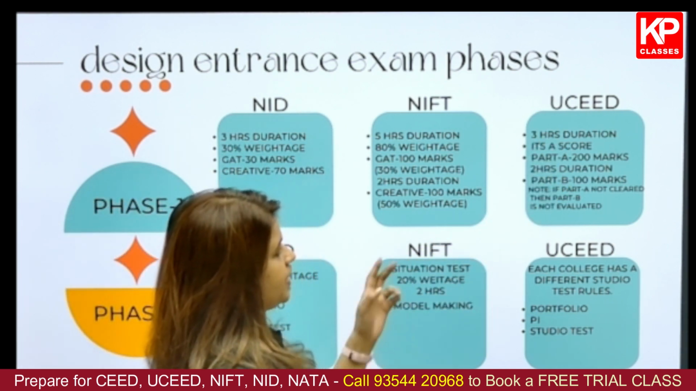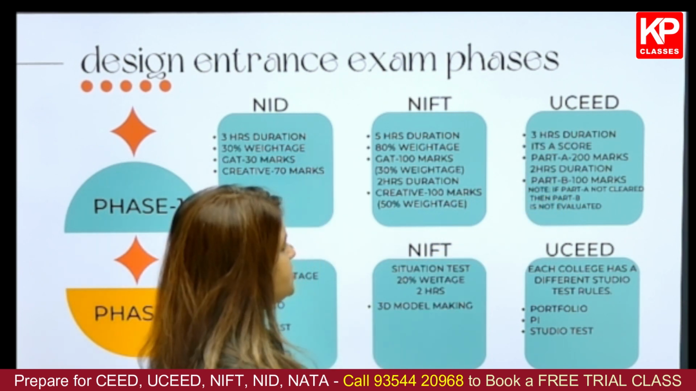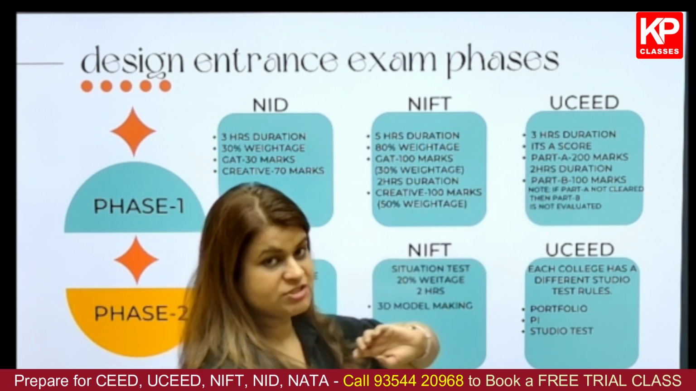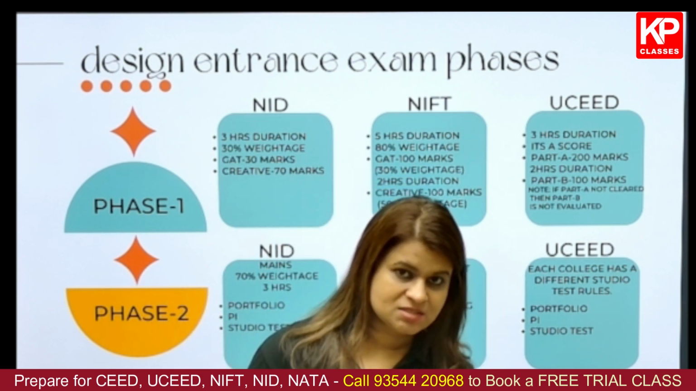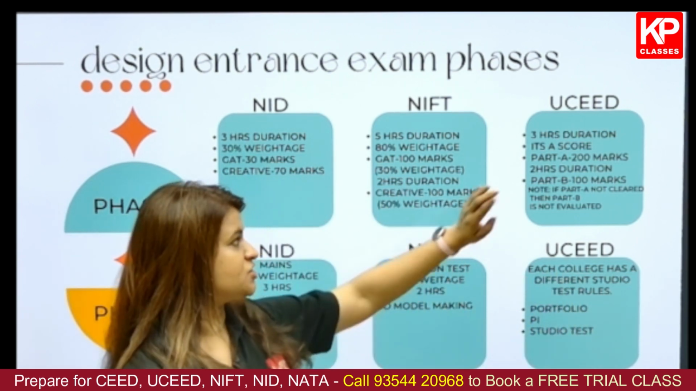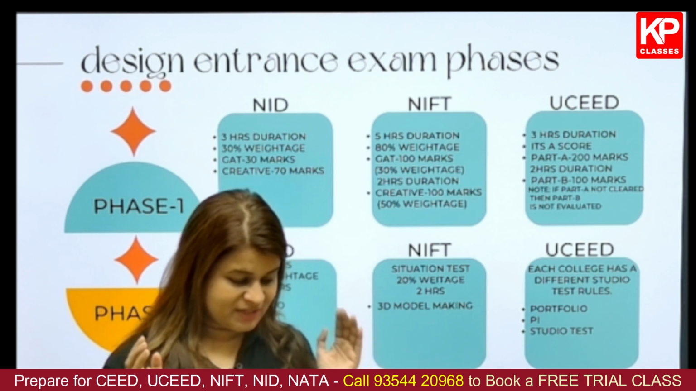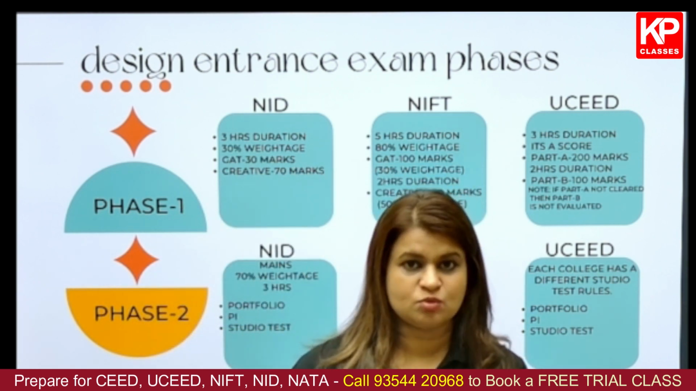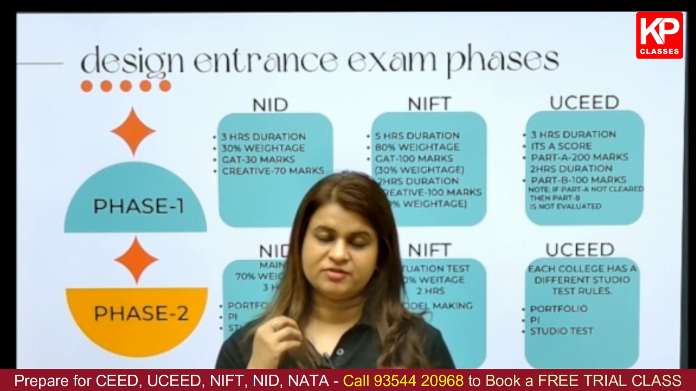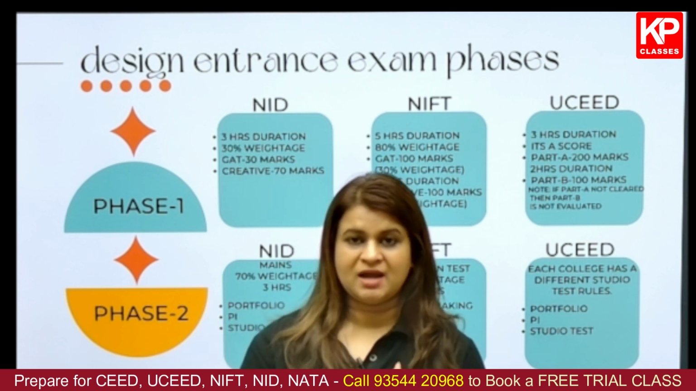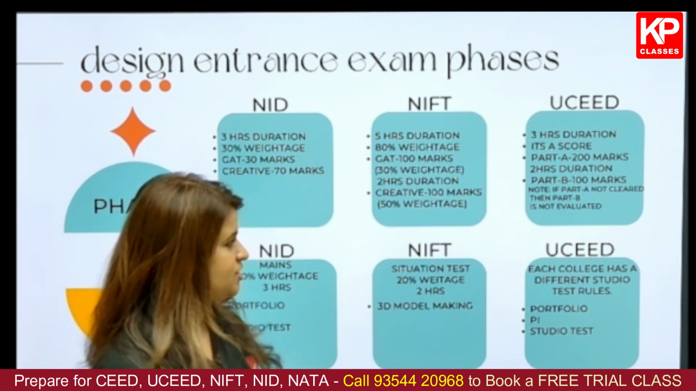Now in UCEED, again the duration is 3 hours. It's a score. Remember, UCEED is a score. We have part A, which is the aptitude, which is of 200 marks. Again, it is very vast, and out of all of these 3 examinations, UCEED gives the most weightage to your aptitude. So we have taken great care in preparing students for the aptitude part of UCEED, which is extremely niche, which is extremely advanced, and we are happy that we are able to help our students in cracking UCEED examination.